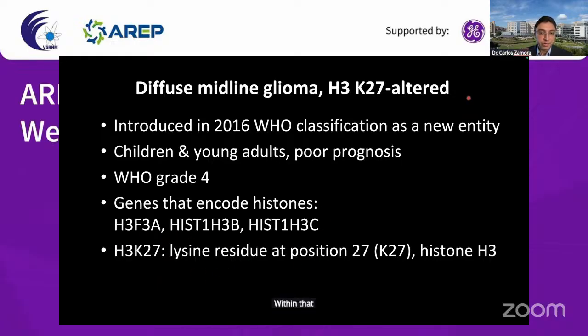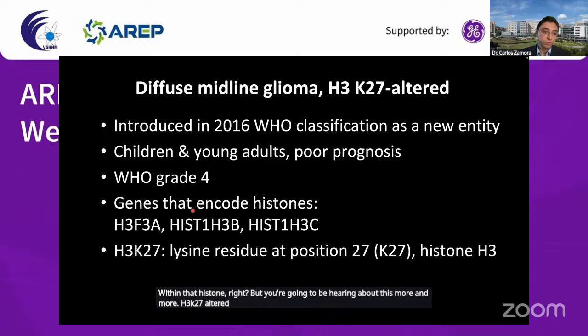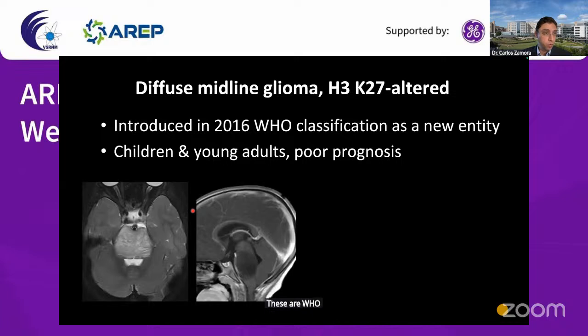But you're going to be hearing about this more and more. H3K27 altered, those are your diffuse midline gliomas. They are seen in children and young adults. They are poor prognosis by definition, as we saw earlier. These are WHO grade 4 tumors.